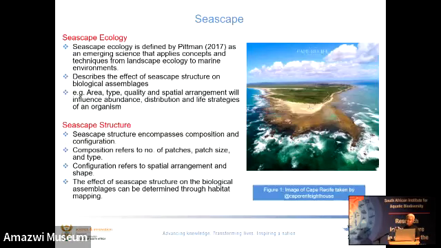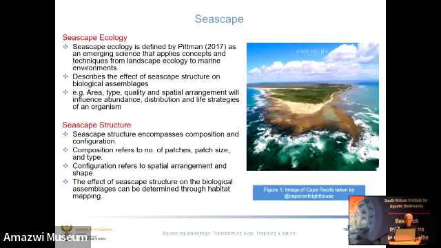Seascape ecology is defined as an emerging science that applies the concepts of landscape ecology to the marine environment. It usually helps us describe the effect of seascape structure on the biological assemblages that we might find in the habitat. For example, we would look at the area, type, quality, and spatial arrangement of the habitat, and look at how it will affect the abundance, distribution, and life strategies of these organisms.